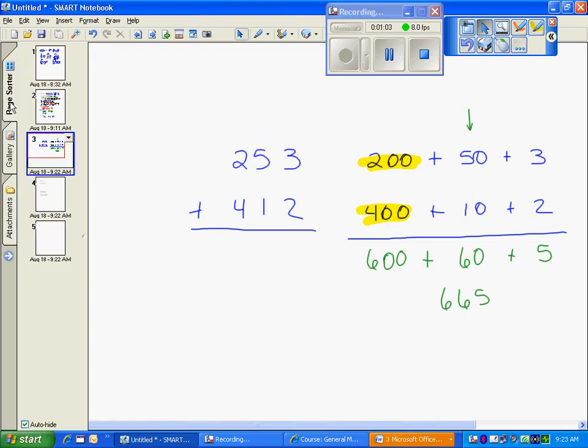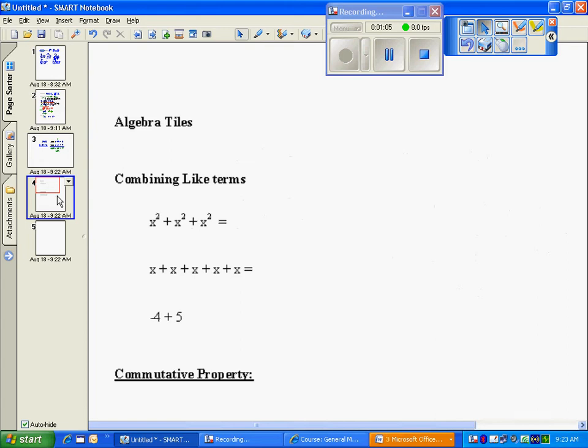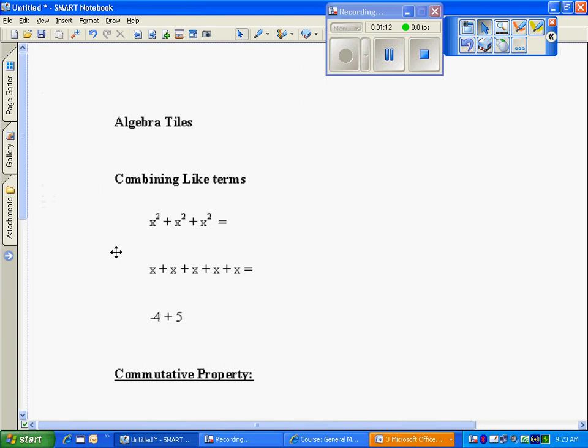Well, when we switch to algebra, we're doing the same thing. We're going to combine like terms or like places. But in order to understand our places with algebra, we're going to use a little device called an algebra tile, which we've introduced you to before.